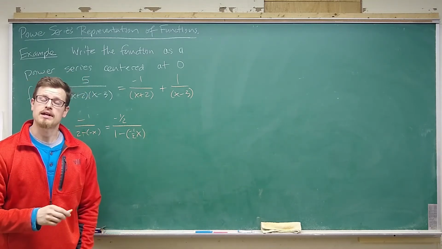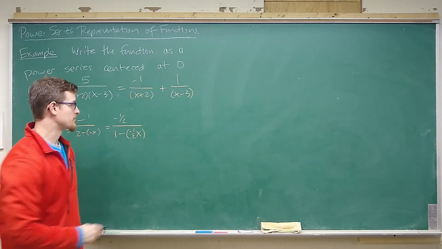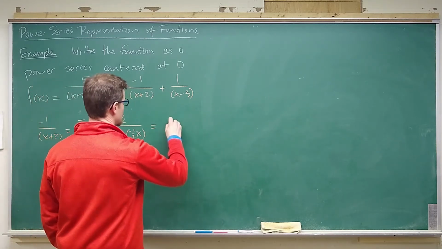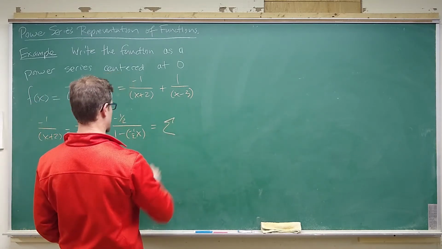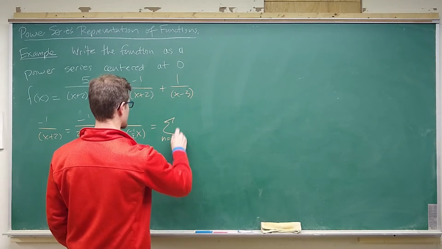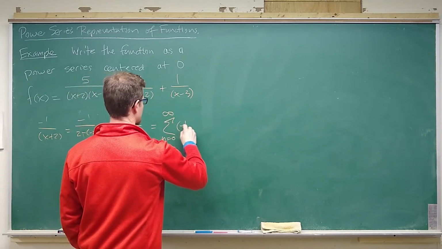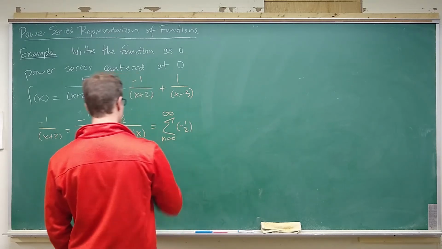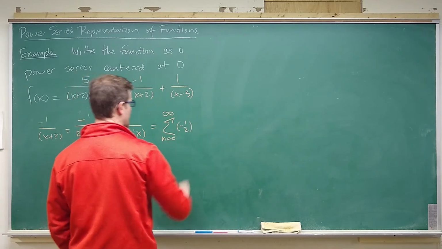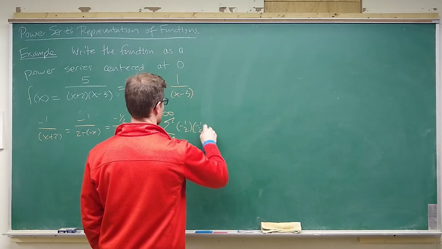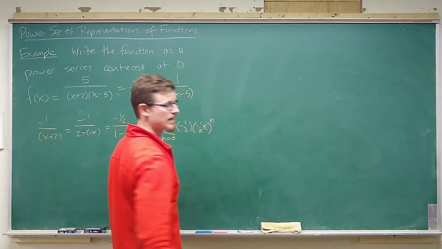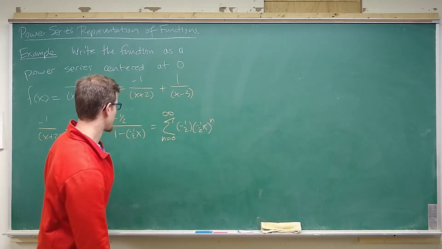And now this I can recognize as the sum of a geometric series. So n equals 0 to infinity. And the a value is -1/2. And the r value is -1/2 x. Raise that to the nth power.